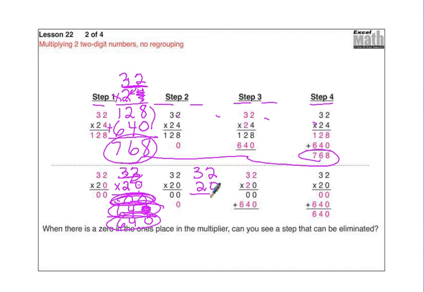32 times 20. I'm going to skip the whole first step of multiplying 32 times 0. So I'm going to multiply 32 times 2, but I am going to put that 0 placeholder for the ones place. 2 times 2 is 4, and 3 times 2 is 6. So 32 times 20 is 640.